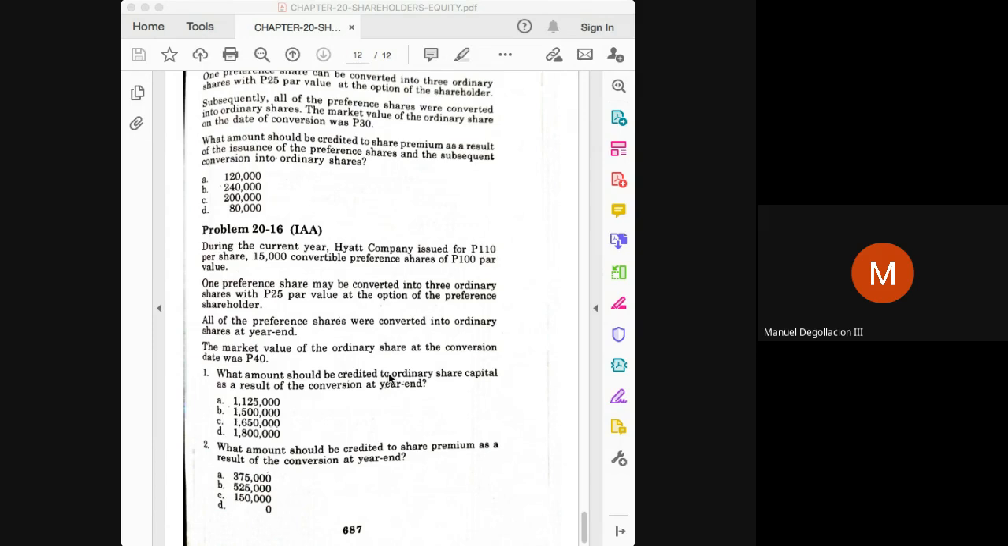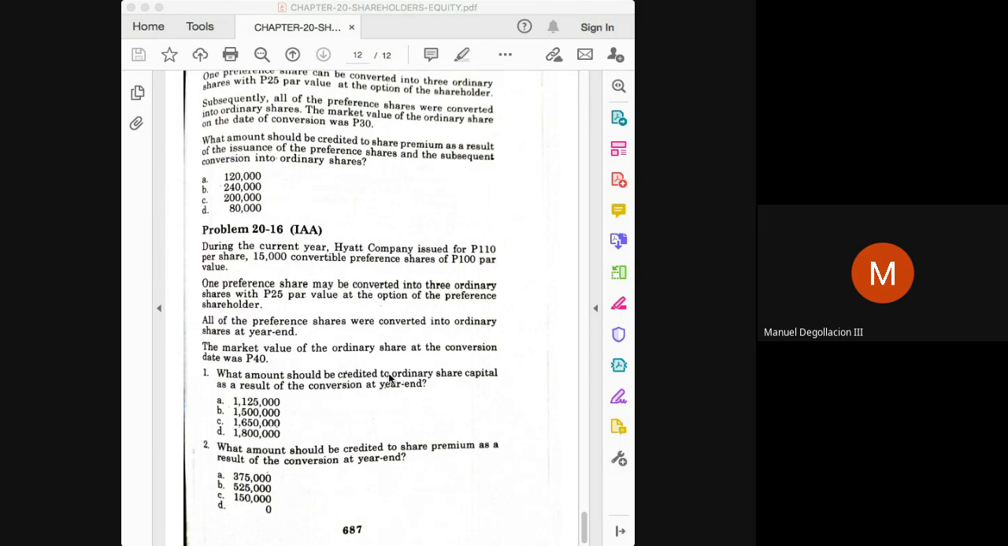Okay, so we will be issuing 45,000 shares, which has a par value of 25 each. So 45. Let me just try to recall how much was the total value. 15 times 110. That's 1,650,000. Okay, so 25 times 45, you will have 1,125,000. So that's the par value of the 45,000 shares that we'll be issuing. And understandably, that would be the amount that will be credited to ordinary share capital upon conversion. So that would be the answer in number 1.